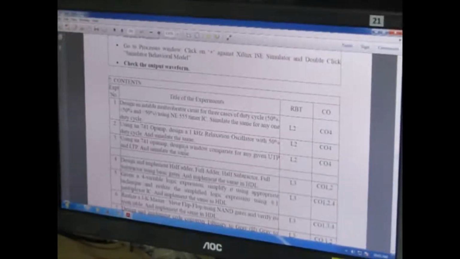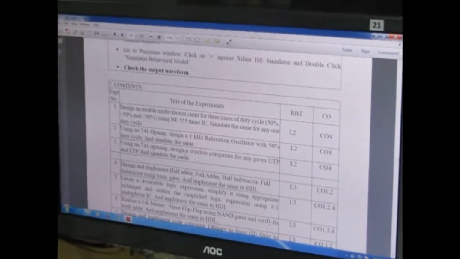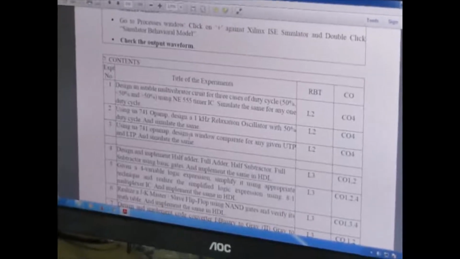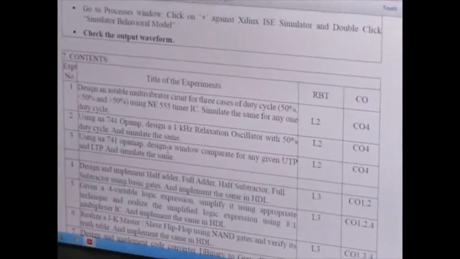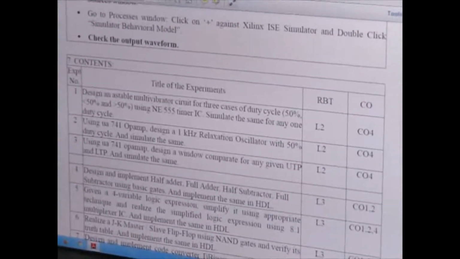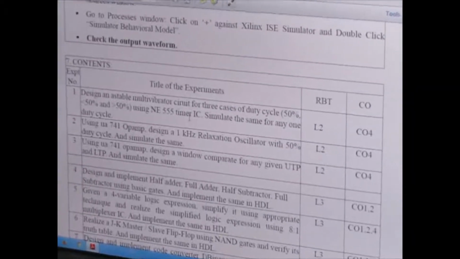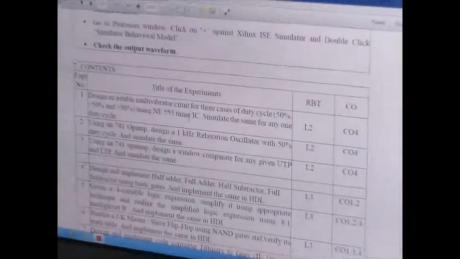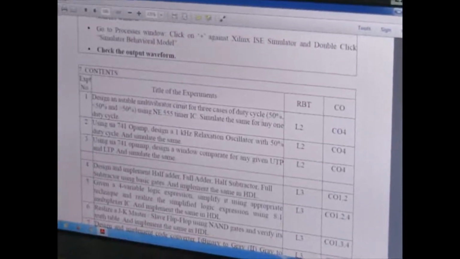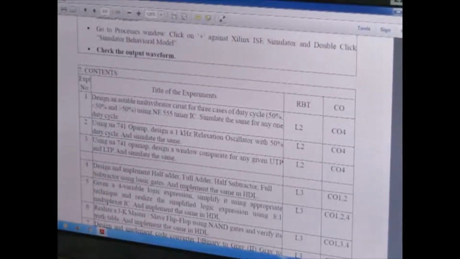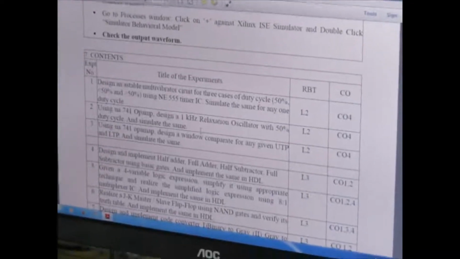Welcome to AD Lab. In the previous video we went through the simulation part of your first experiment, on an astable multivibrator circuit using the NE555 timer IC, and within that we saw three cases: a duty cycle equal to 50%, less than 50%, and greater than 50%. In today's session we will see the hardware part of it, and we will understand the logic of the breadboard.